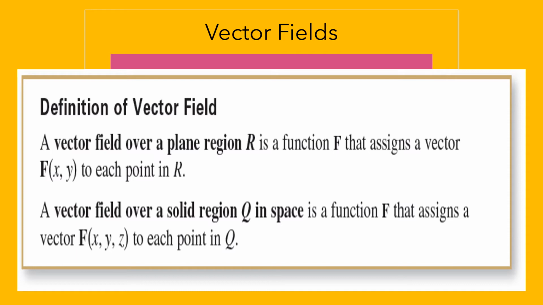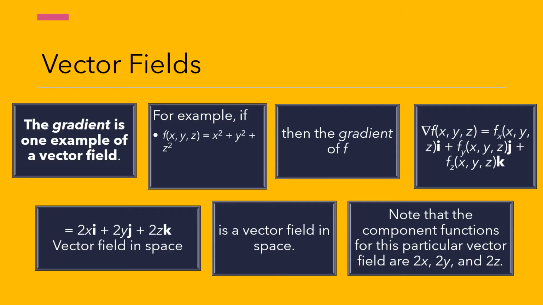If it is a vector field over a solid, a three-dimension say, then you may have the vector field defined by f bar of xyz. So you'll have an i component, j component, and a k component. A very good example for a vector field is the gradient. The gradient is nothing but del f, where del is an operator.